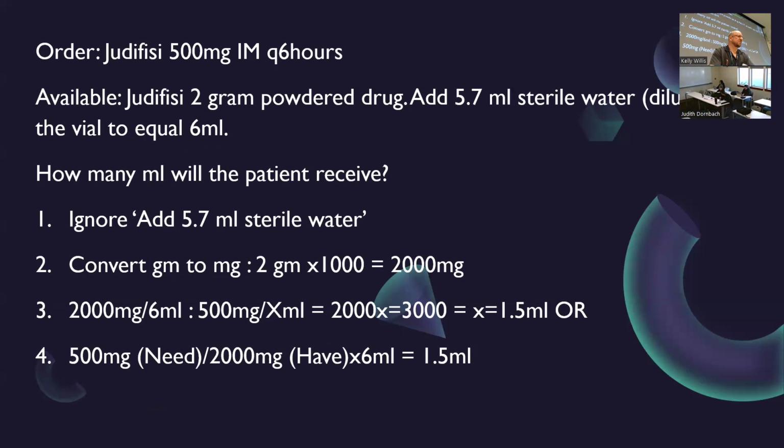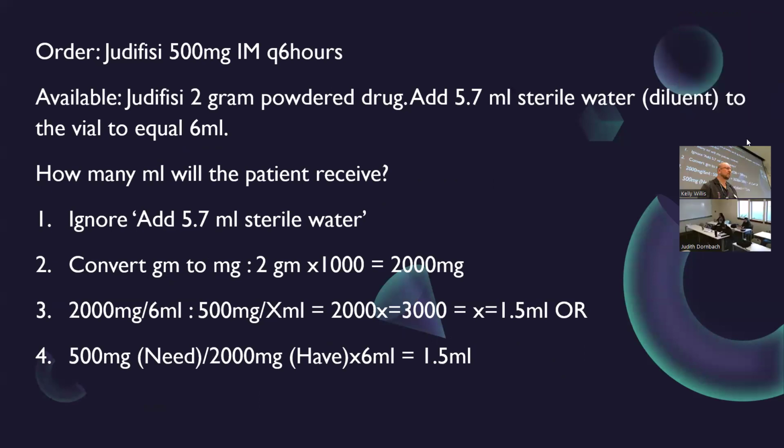Judy Bissy, I can barely say that one. Order is 500 milligrams IM every 6 hours. Available is 2 grams powdered drug, add 5.2 milliliters sterile water, dilute to the vial to equal 6 mLs. So first, we're going to ignore the add 5.2 mLs. So we don't need that in our question. Convert grams to milligrams. So 2 grams times 1,000 is 2,000 milligrams.